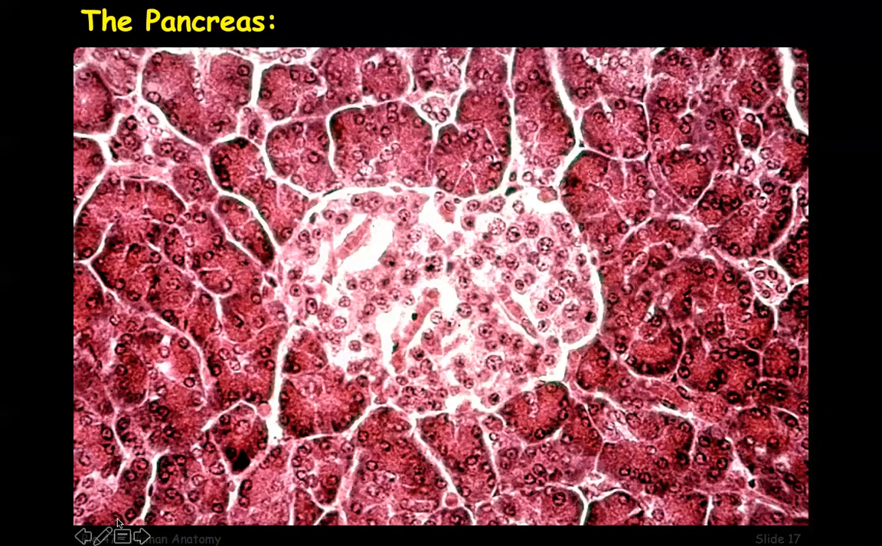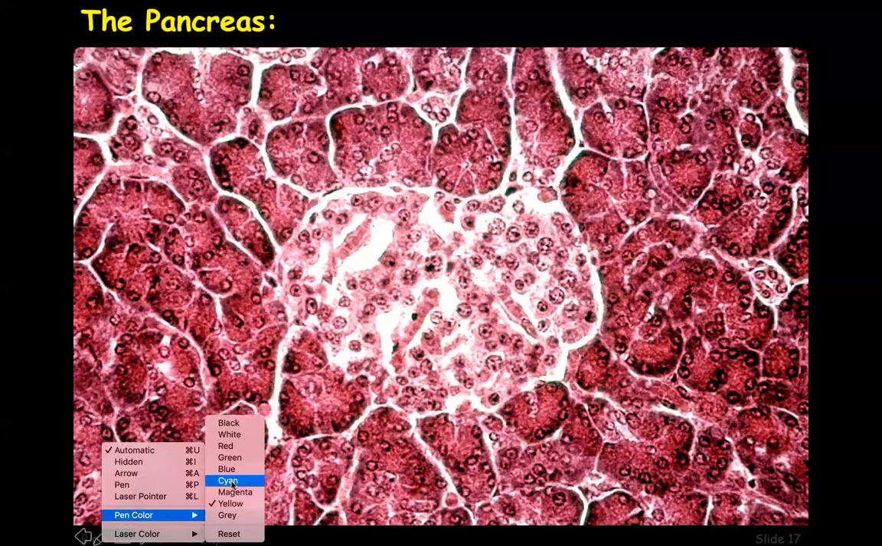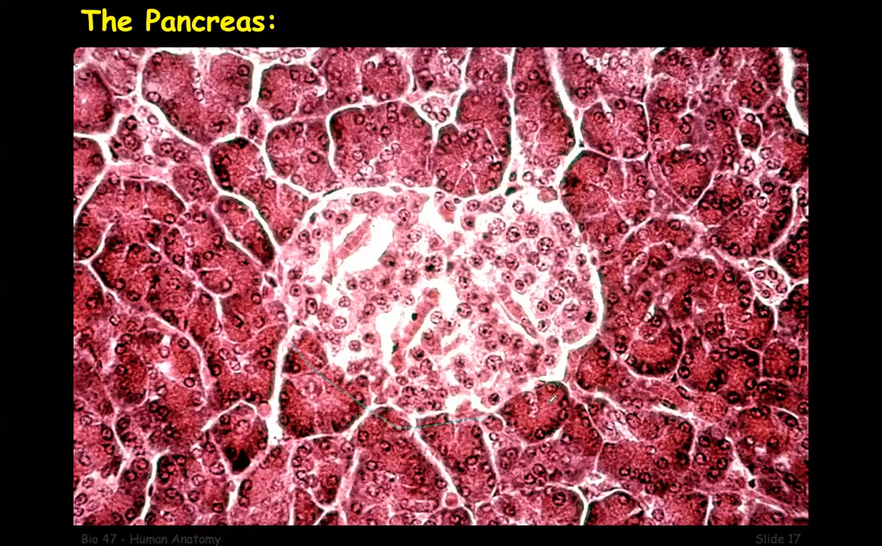And here, there's just one big pancreatic islet. It is in the center there. So this right here is a pancreatic islet consisting of those endocrine cells, and it's all surrounded by exocrine tissues.